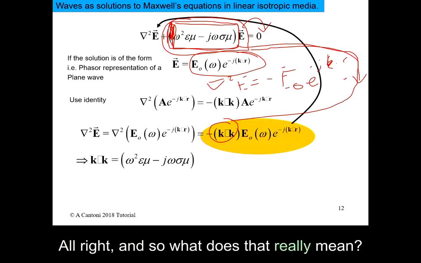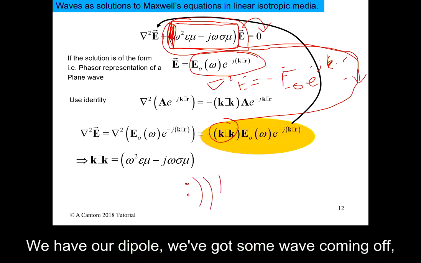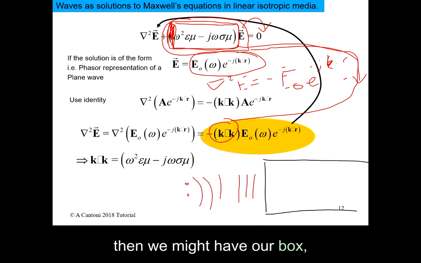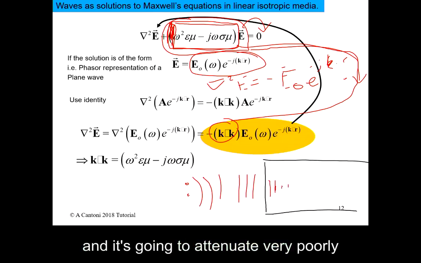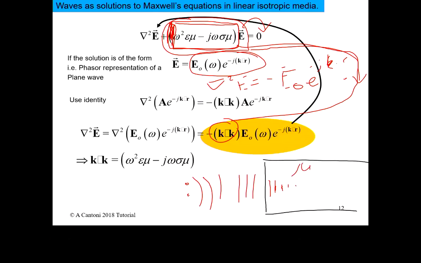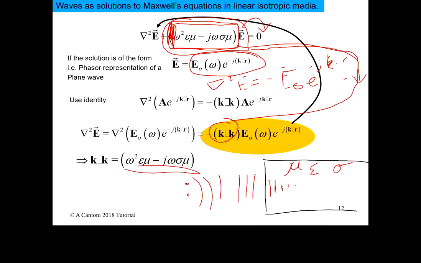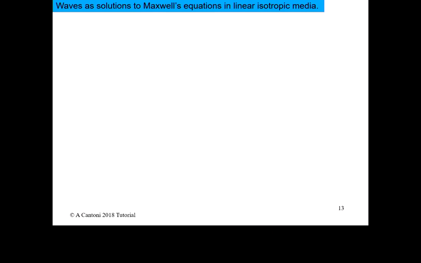So what does that really mean? We have our dipole, we've got some wave coming off, then we might have our box, some material that it's moving into, and it's going to attenuate. That attenuation is going to be related to mu, epsilon, and omega. It's just the terms from in here.